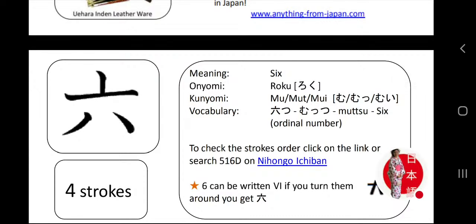And then the next one we have roku, which means 6. And we have 4 strokes for this. For onyomi, we have roku. And then the Japanese reading, kunyomi, is mu, mut, or mui. For the sample vocabulary, we have mutsu, 6. This is the ordinal number.